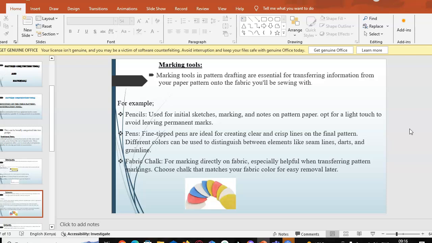Fine, we also have the pens. That is an example of marking tools. These are fine tipped, ideal for creating clear and crisp lines on the final patterns.